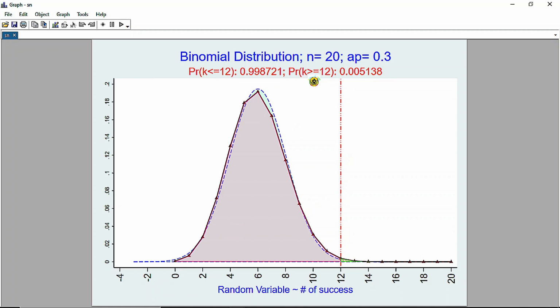If the alternative hypothesis is greater than 12, the area away from this borderline 12 is actually less than 5%. So we can say that k greater than or equal to 12 does not belong to this region because it's almost zero. So in this case, we reject the null hypothesis.